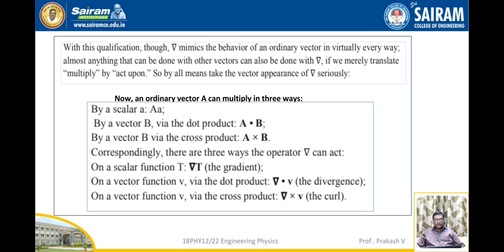And there are three ways the del operator can act here, that is on a scalar function t, which is del t, that is considered as gradient. On a vector function v via the dot product, that is del dot v, is considered as the divergence. On a vector function v via the cross product, that is del cross v, is considered as the curl.